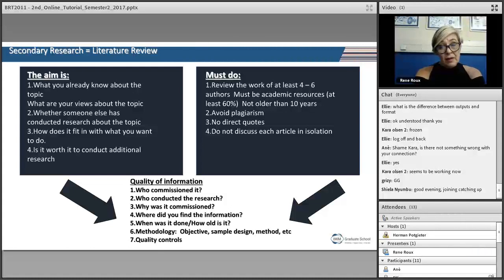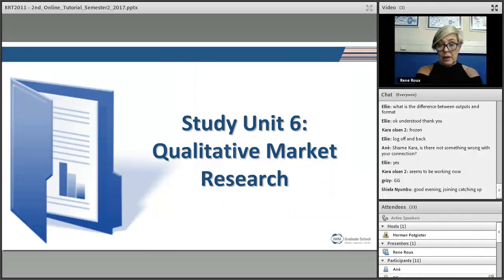Where did you find this information? Is it a credible source? When was it done? How old is it? What methodology did they use? Is it a credible, robust methodology, proper sample design, proper methodology? What quality controls did they have in place when they did this research? So that's very important to keep in mind when you do your secondary research and when you look at all these information sources.